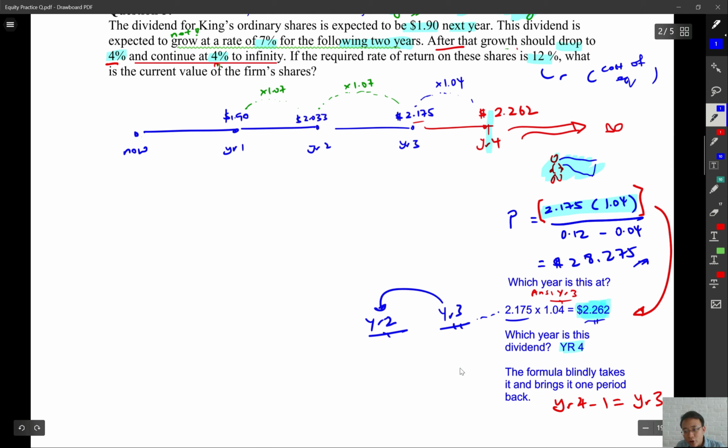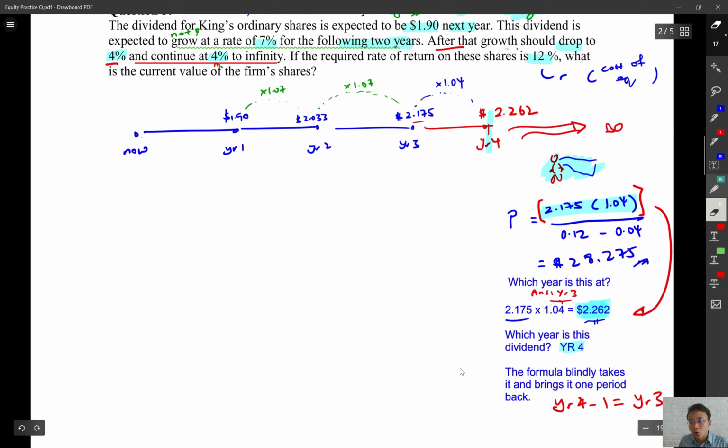If you need to force yourself to do so, then always put the top as just a single amount. So you just put 2.262 at the very top. Condense your working into a single amount and ask this single amount which year is it in. So here, year 4. So bring it back, it will be year 3. Okay, good. We are done.